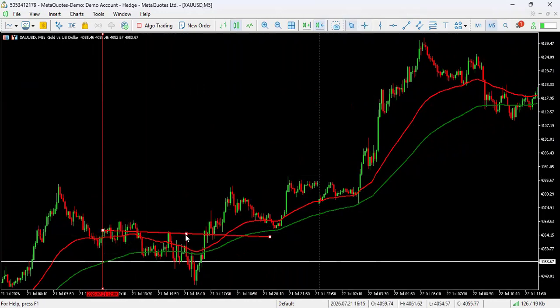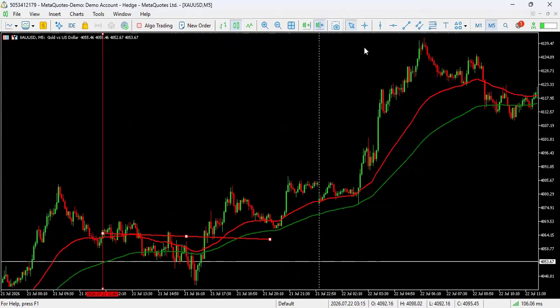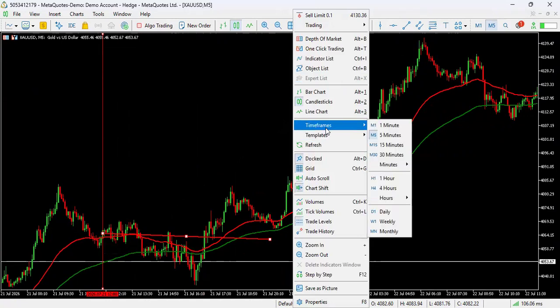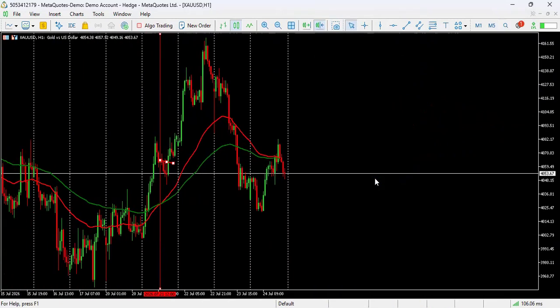Just pull this down. I don't know why it does that. If we bought right there, then that will be 700 pips. Right, and that's the whole strategy, guys. You look for moving average cross on a bigger time frame, and then you go down to a smaller time frame.